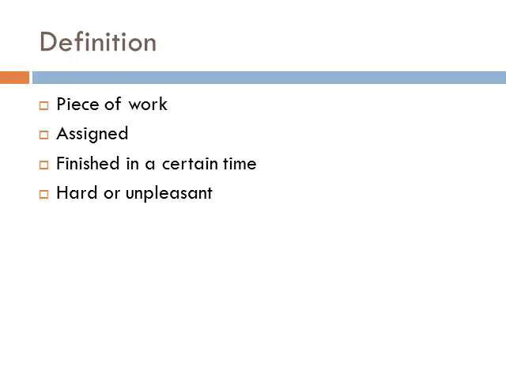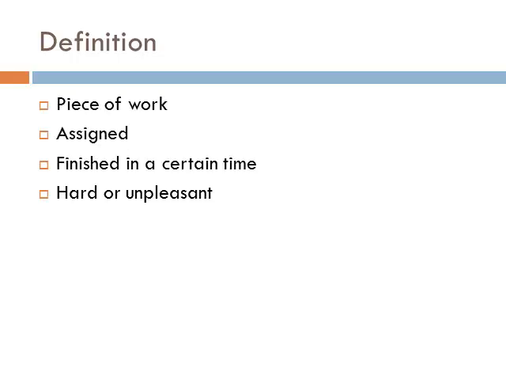First, let's consider the general definition of task. A task is a piece of work with the implication that it has been assigned or given to someone to complete and is to be finished within a certain period of time. There is also an implication that a task is harder or unpleasant and yet has to be done. Duty, job, and chore are good synonyms.